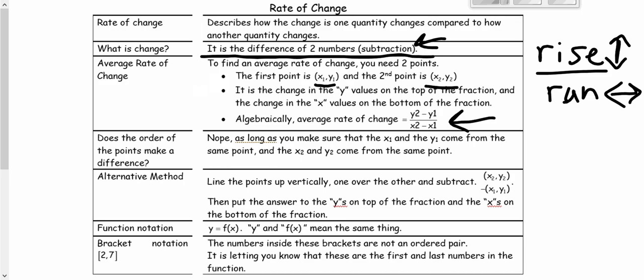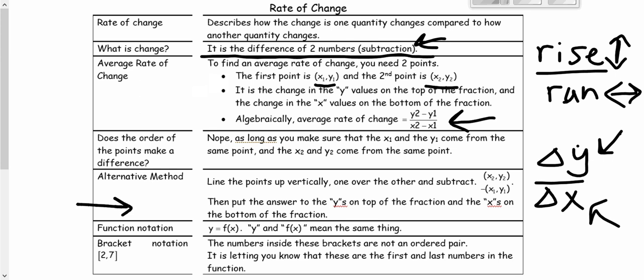Your points don't necessarily have to be in order when you do this. It doesn't matter which one you start with. Your rate of change would be the same because you're just talking about the difference between those points. Now, you can use the slope formula, y2 minus y1 over x2 minus x1, but I like to use delta y over delta x. That simply just means the change in y over the change in x. Okay, so this is kind of what I like to do. I like to line up my points vertically and then subtract the x's, subtract the y's, and just make sure I put the y's on top.